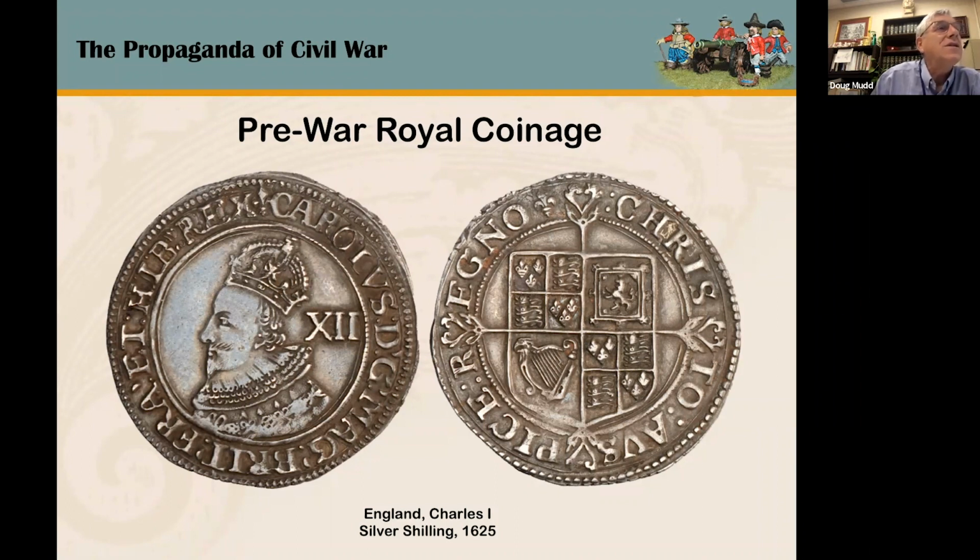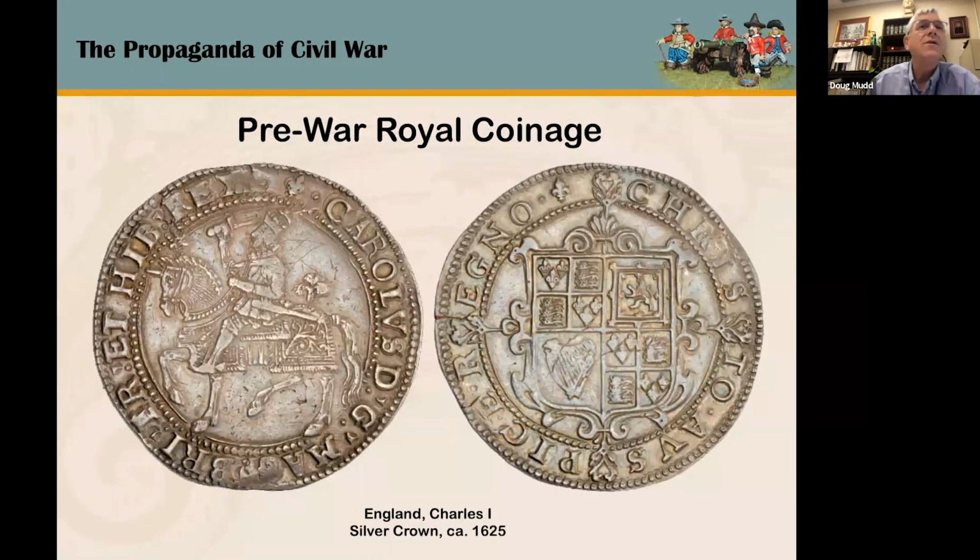Notice that the legend is in Latin. There's a Latin numeral behind the head of the king. That's 12 for 12 pence, which equals 1 shilling. 12 pennies equal a shilling at the time. And we'll go on to the next coin.